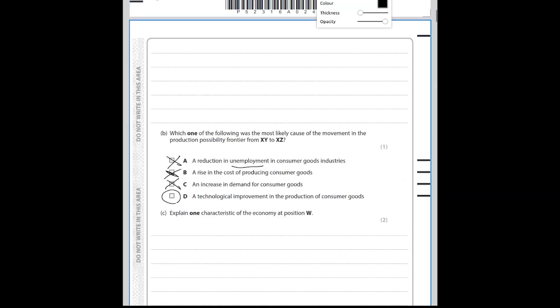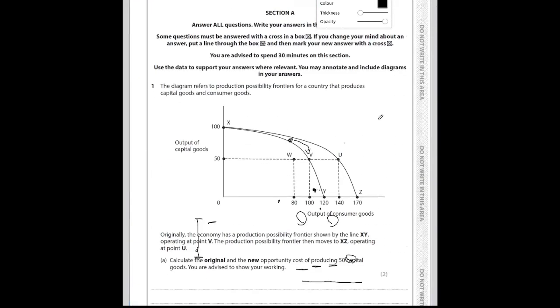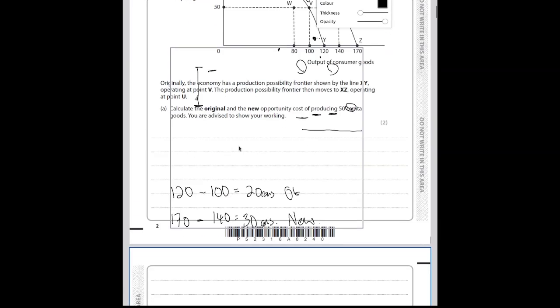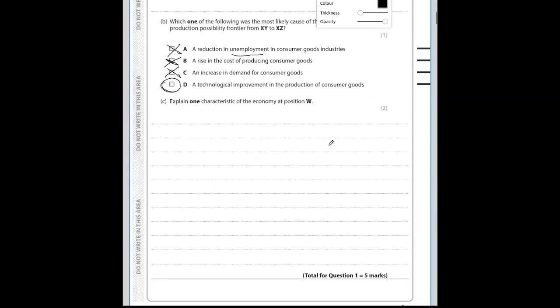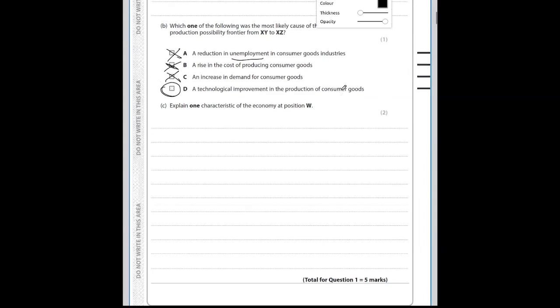Finally, D, which has to be our answer now, is a technological improvement in the production of consumer goods. The reason this does move our production possibility frontier is an improvement in technological production allows us to produce more goods with the same resources. And ultimately, that's what our production possibility frontier is illustrating, how much of each good we can produce. So this suggests we are getting a bit better at producing consumer goods, and we haven't really improved our ability to produce capital goods. Finally, question C says, explain one characteristic of the economy at position W.